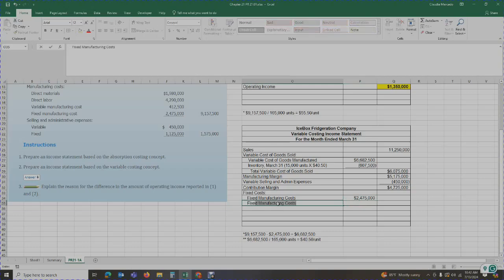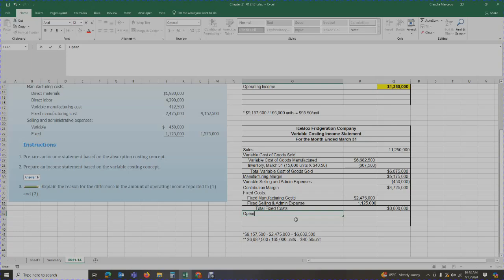So we've grouped our fixed costs at the bottom, and we've grouped our variable costs on top, so we have them separate. Here we have our fixed selling and admin of 1,125,000. So we have total fixed costs, if we add those two together, of $3,600,000. That is my total fixed cost.